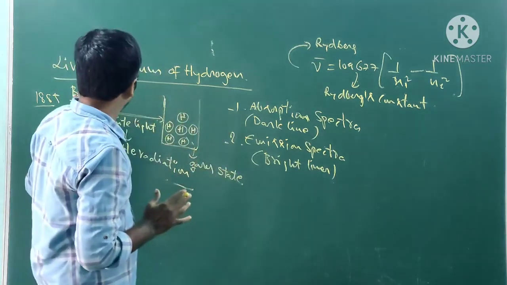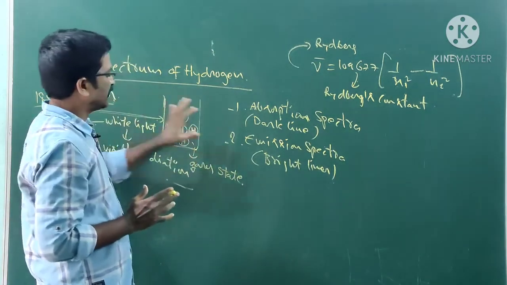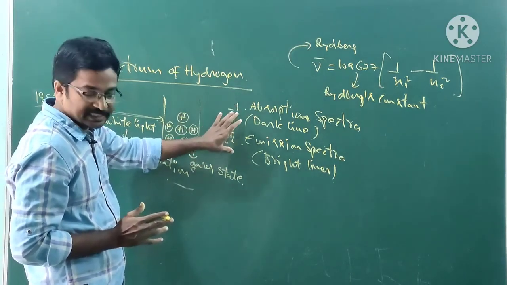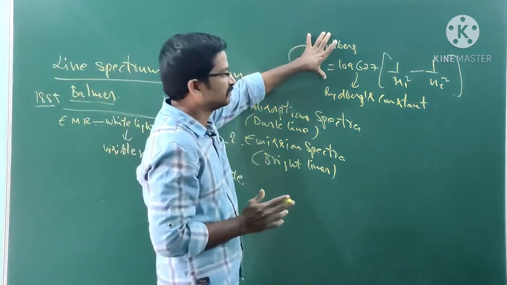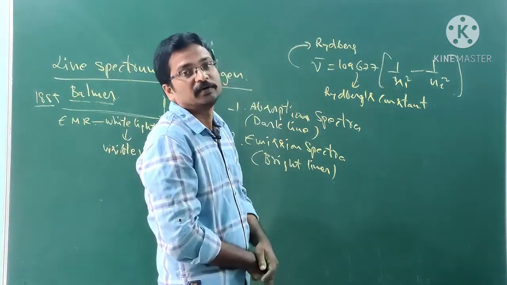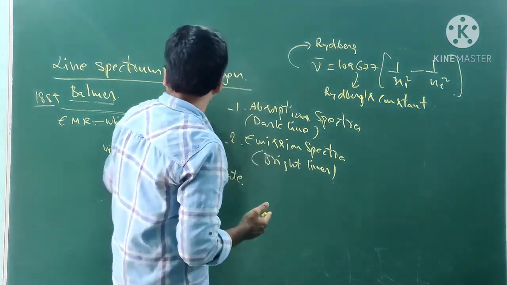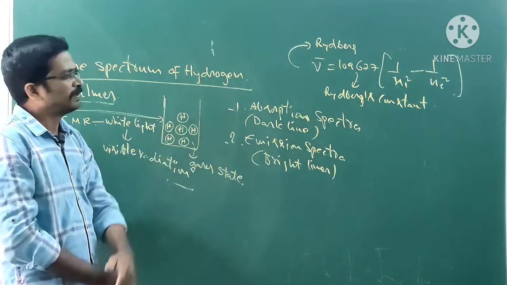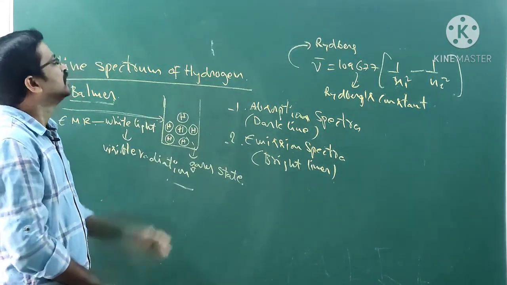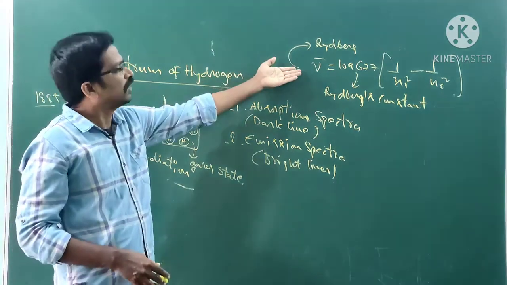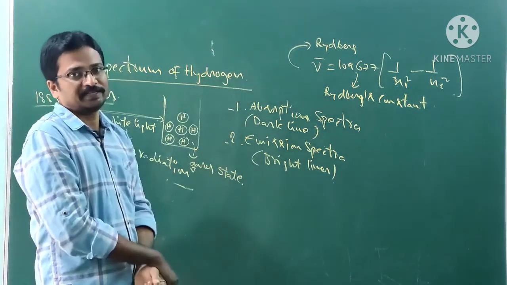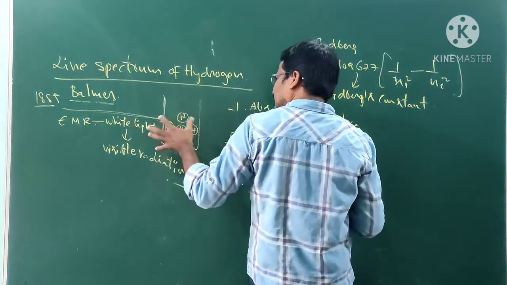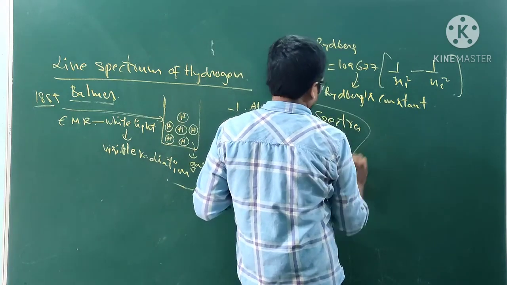Based on experimental data, Balmer explained his experiment, these lines, by using this formula. He got the dark lines and bright lines, and then he used the formula to explain his experiment.